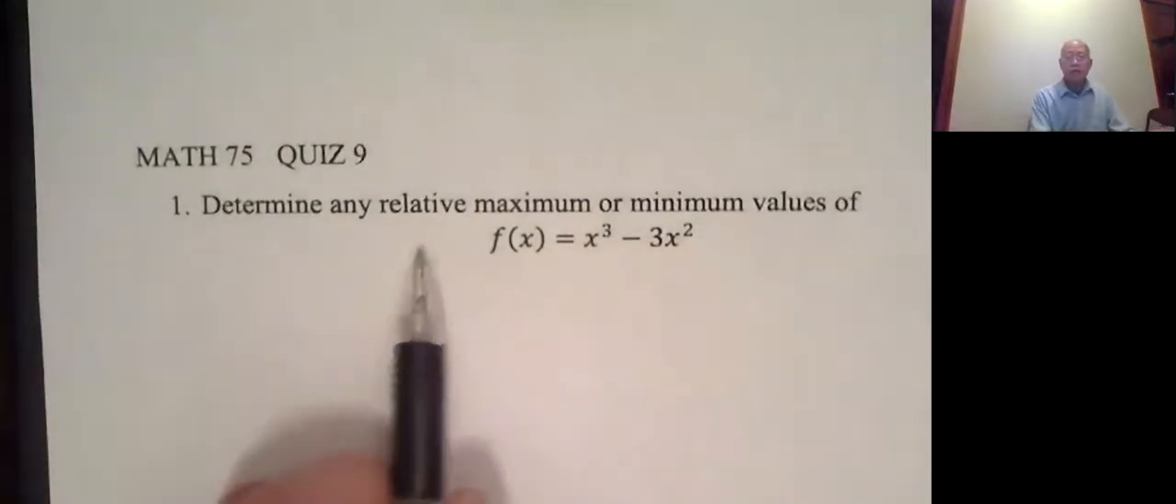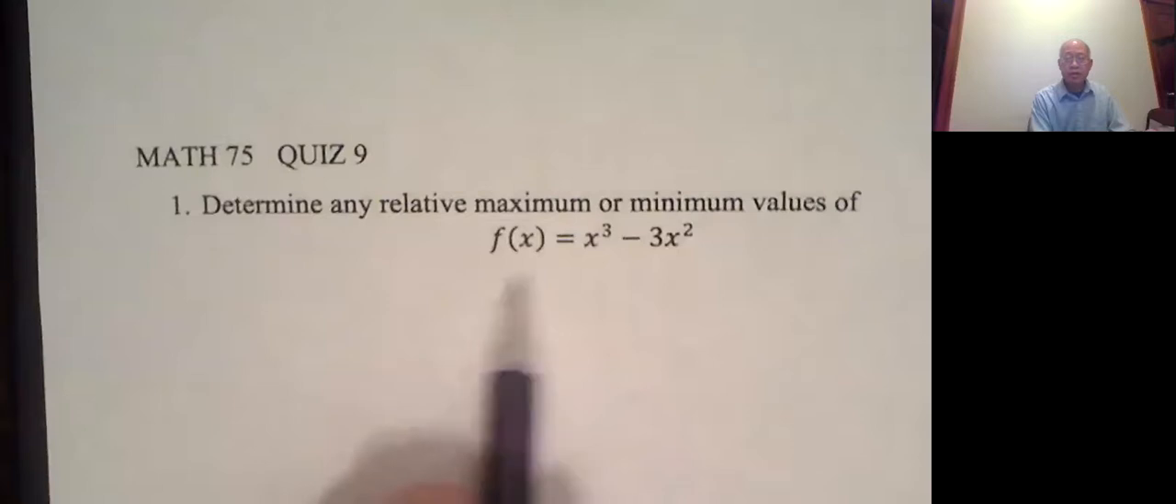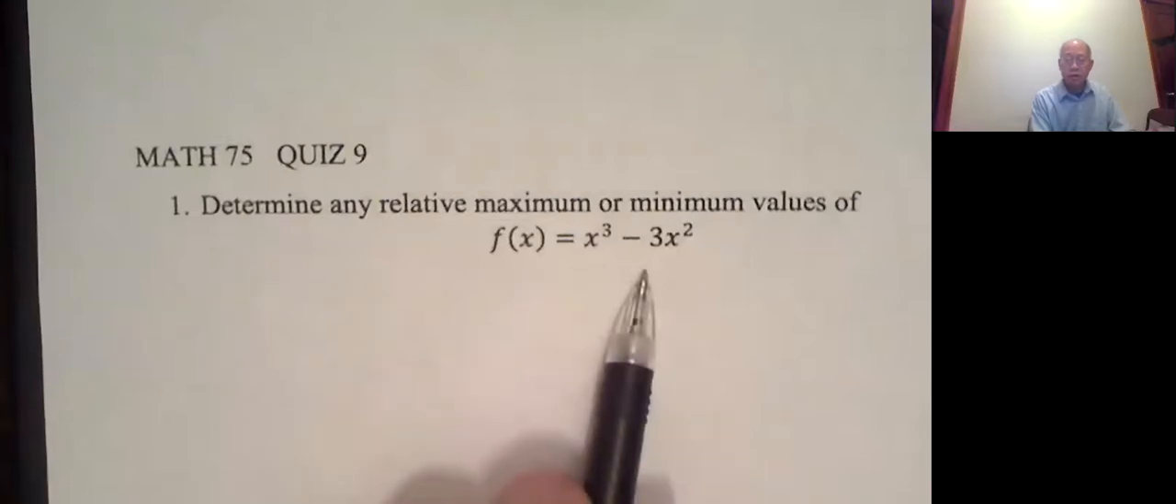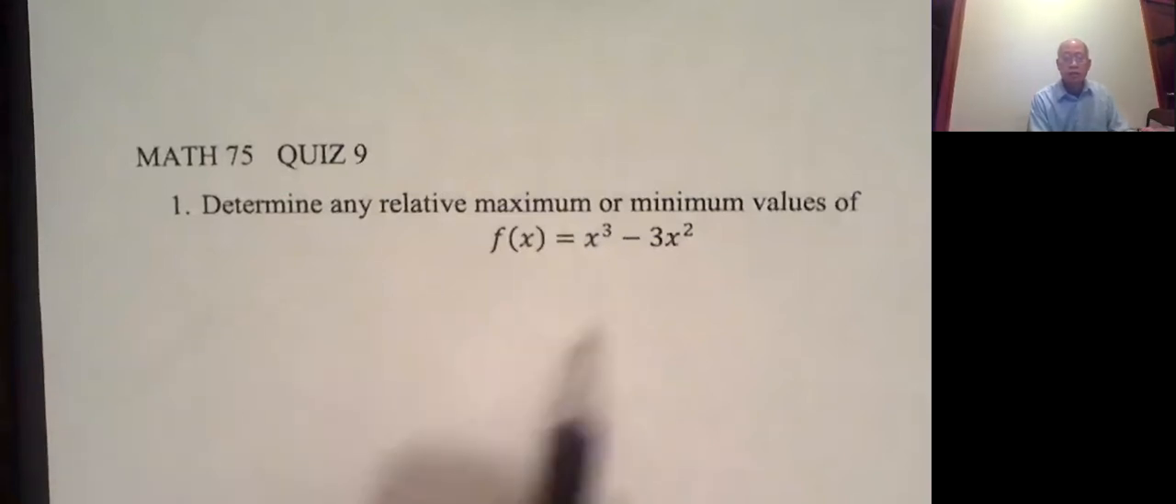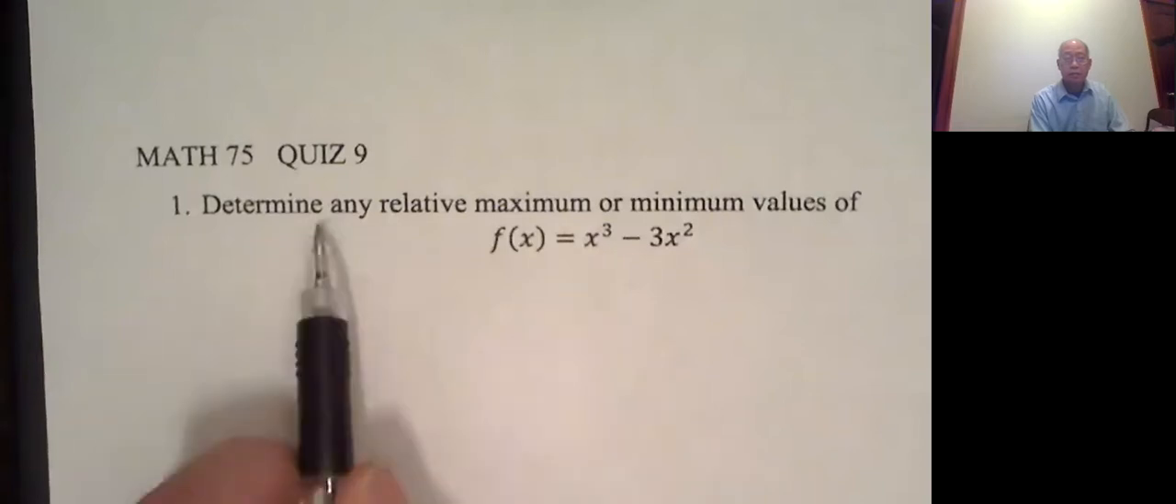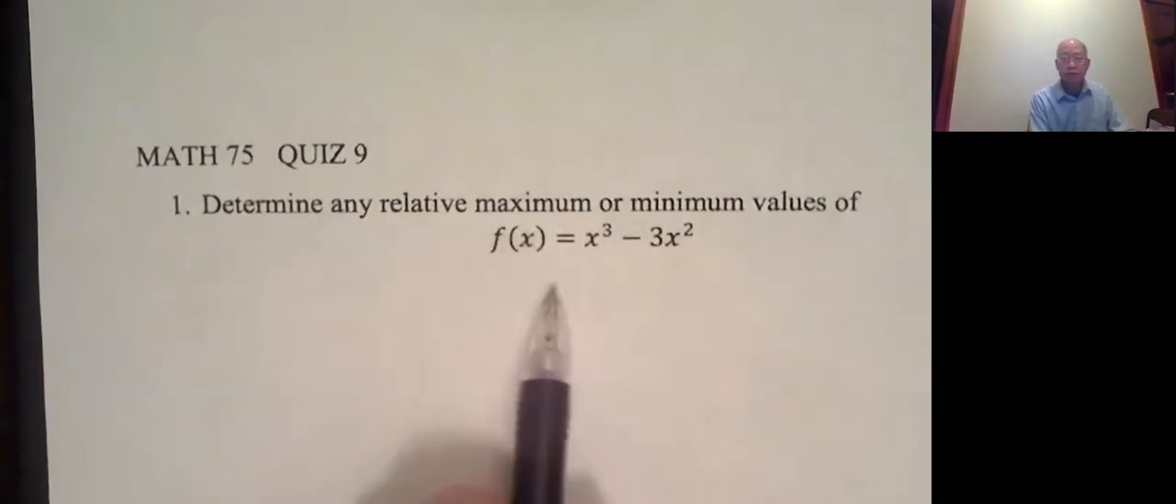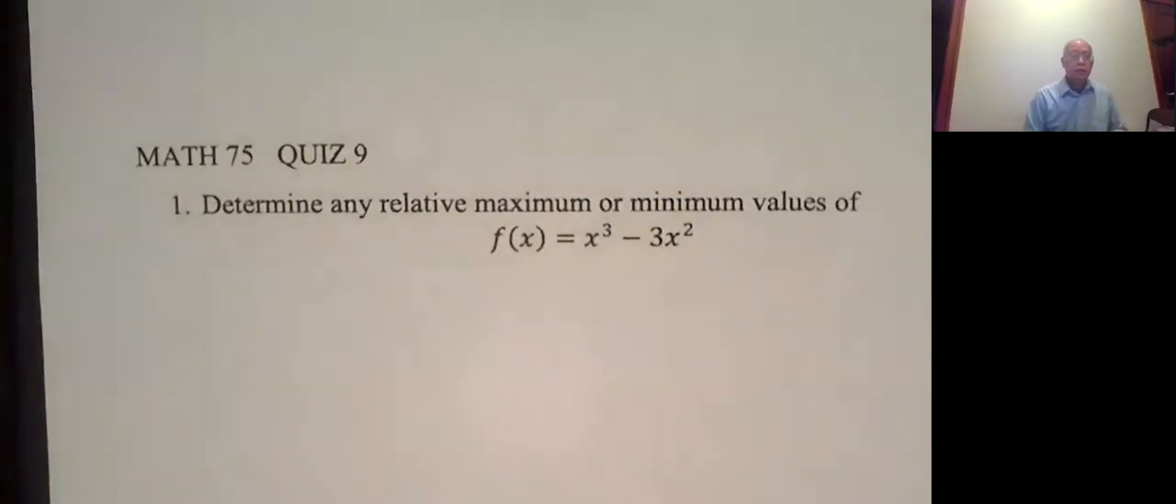Okay, determine any relative maximum or minimum values of f of x equals x cubed minus 3x squared. So do the techniques that we just discussed. Take the derivative, set it equal to 0, find the y coordinates, make a sign chart to determine if your points are maximum or minimum quantities. All right, so these are notes for Milham's Math 75 for section 10.1.